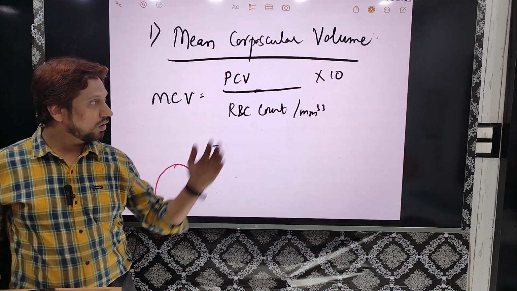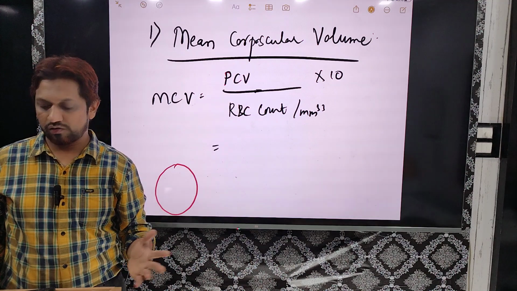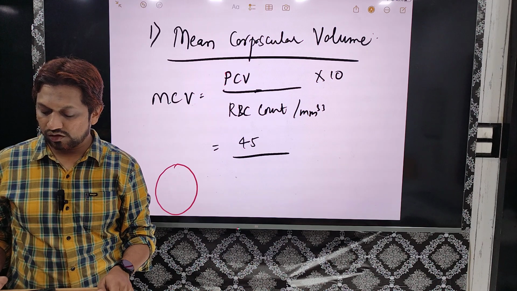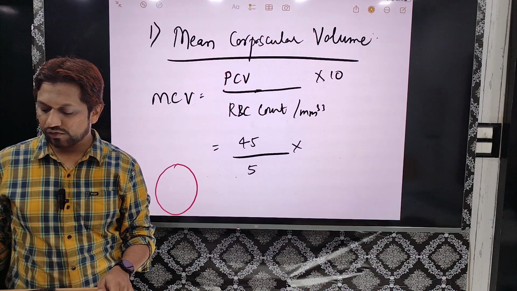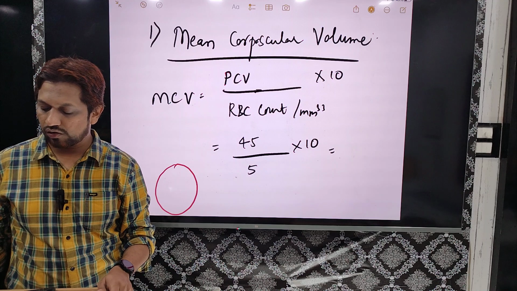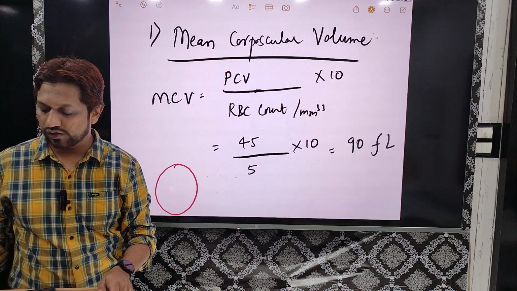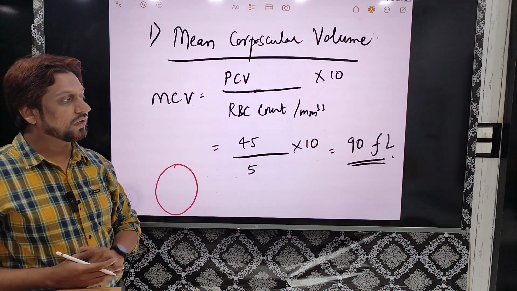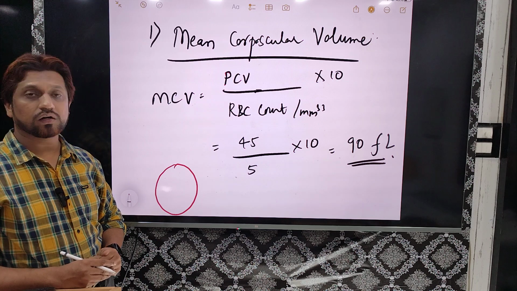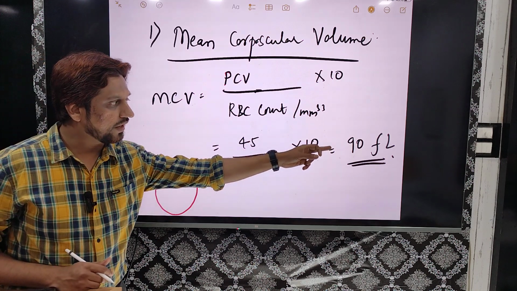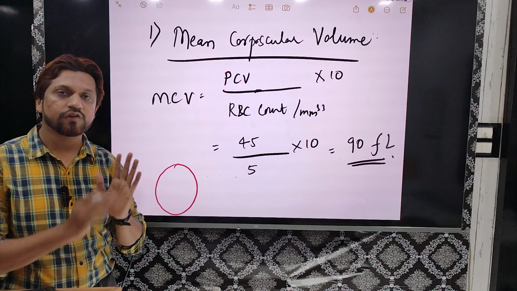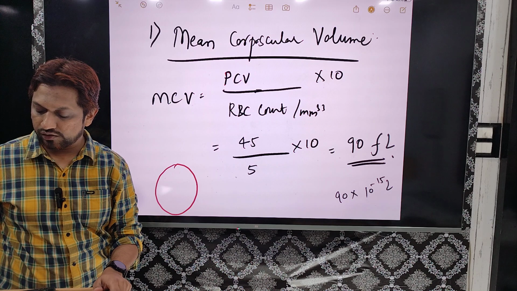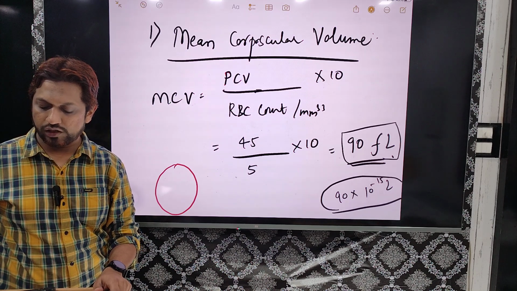If you just substitute the normal values, roughly PCV is around 45% and RBC count around 5 million cells, and multiply by 10 here, what you will get, the normal value is around 90 femtoliters. This 90 femtoliters or cubic micrometer is expressed as femtoliter. Femto means 10 raised to minus 15 liters. So 90 into 10 raised to minus 15 liter, that is 90 femtoliter.